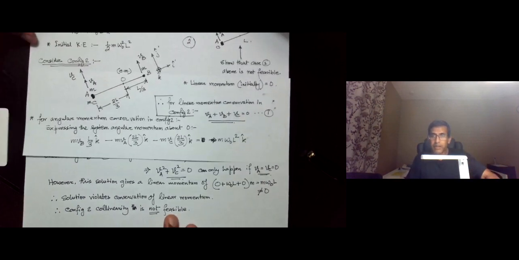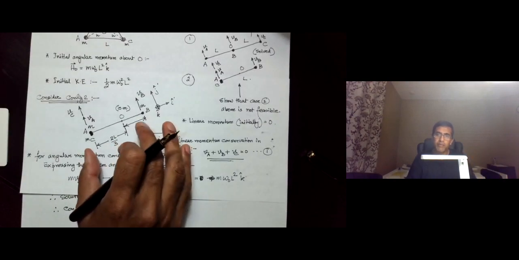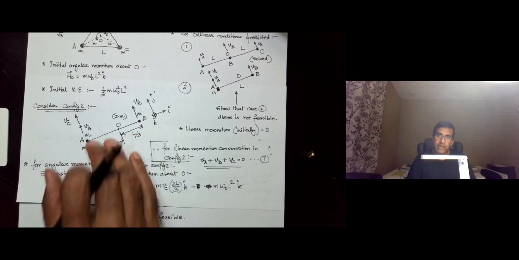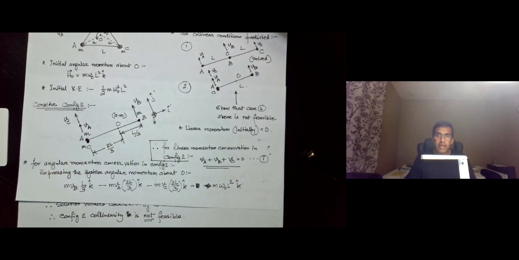Alright, so we are not getting a feasible solution. Basically, going back, we see that this type of collinearity where B is on one side and A and C are on the other side is not feasible because we cannot simultaneously satisfy the linear momentum conservation, angular momentum conservation, and the energy conservation equations. So that is the second part of this problem, and that basically finishes our discussion on this problem.